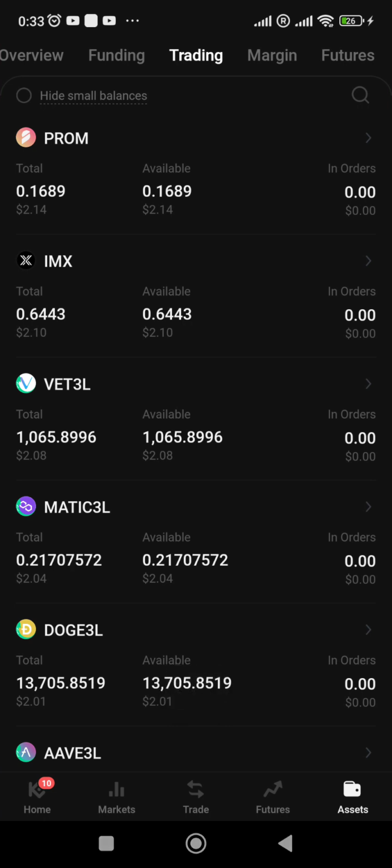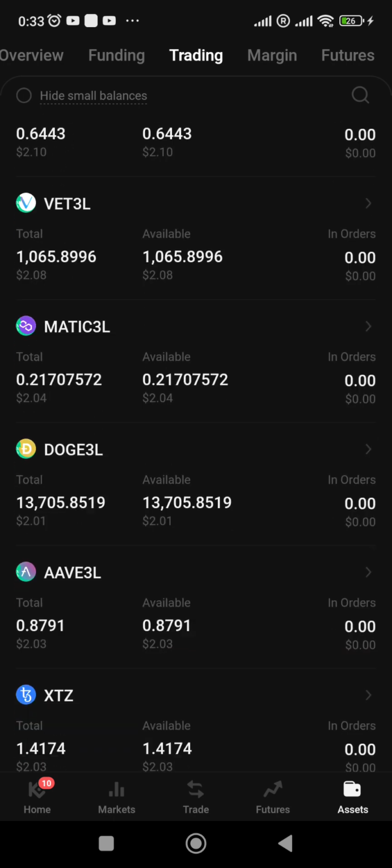Prom is 2, IMX is 2. Now they are 2.14 and 2.10. Neither of them is up to 10% profit yet. Okay, we just established 10% profit on 2 is 2.2. So this one right now is 7% profit. Prom, IMX is 5% profit. I will wait for them.